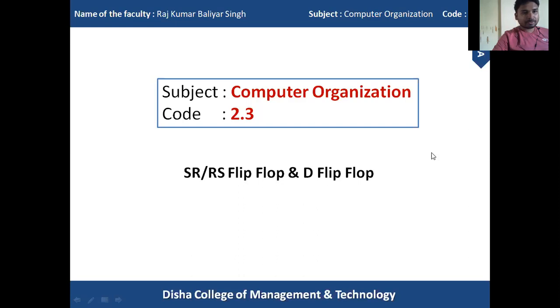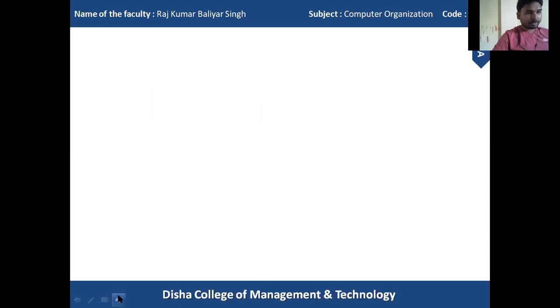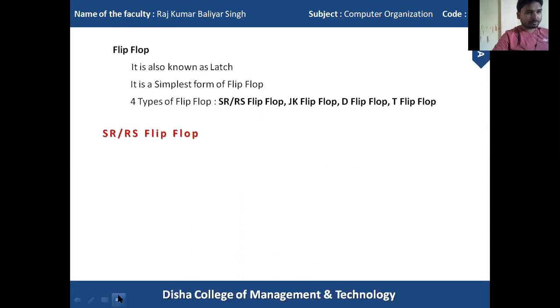In the last class, we discussed the sequential type and its types, and today we'll discuss the flip-flop. One type of flip-flop is the SR flip-flop and another is the D flip-flop. And as you know, flip-flop is part of a sequential circuit. So in the last class, we got a few ideas about flip-flop, like latch, and latch is the simplest form of flip-flop.